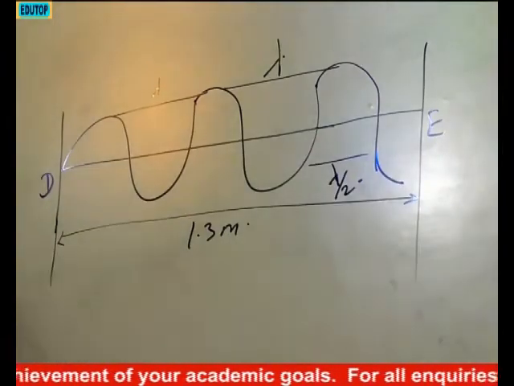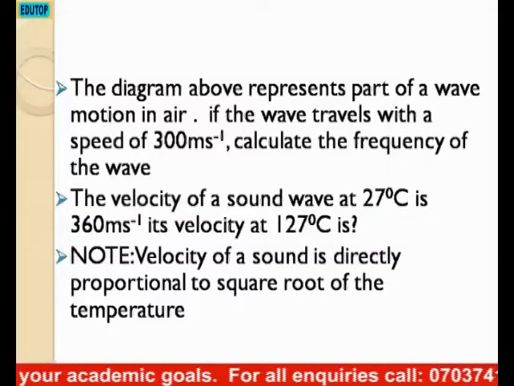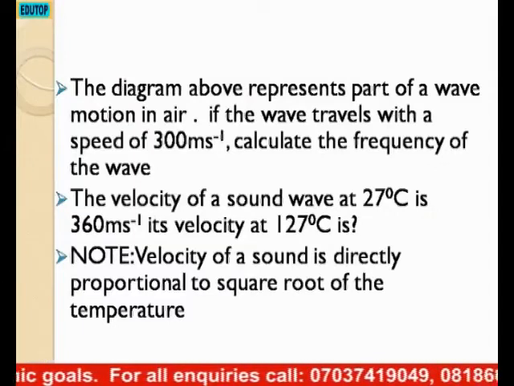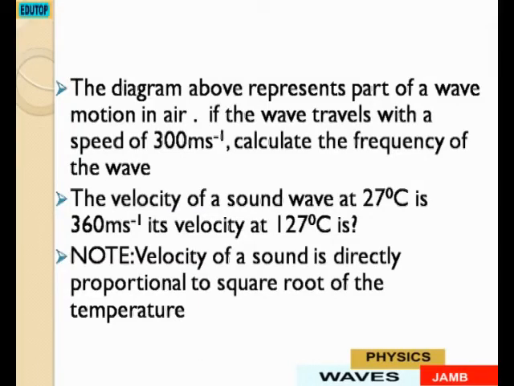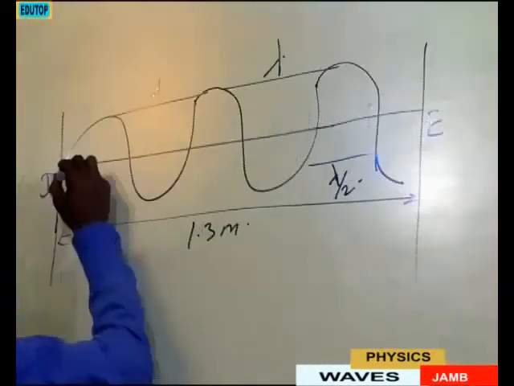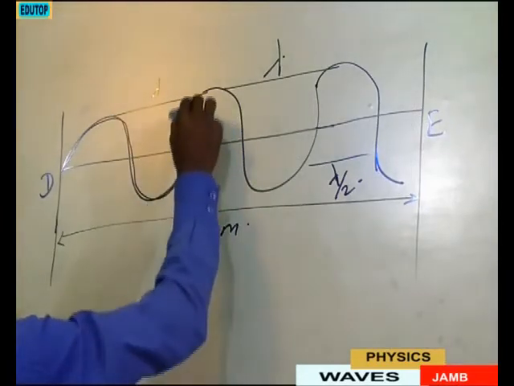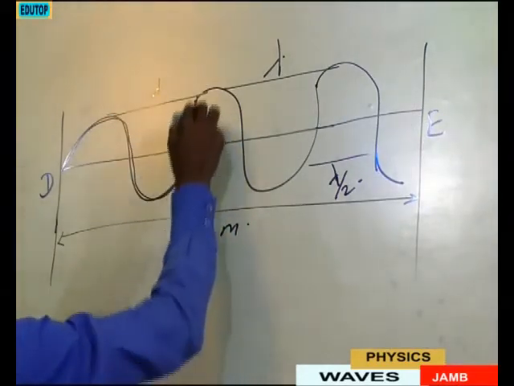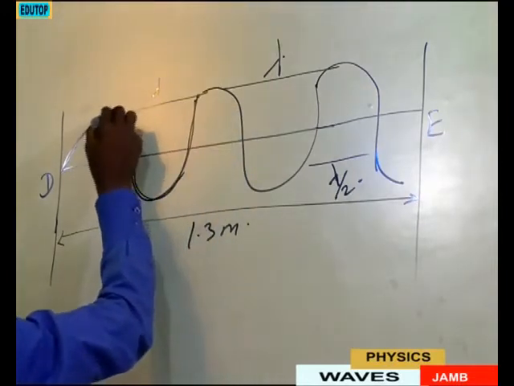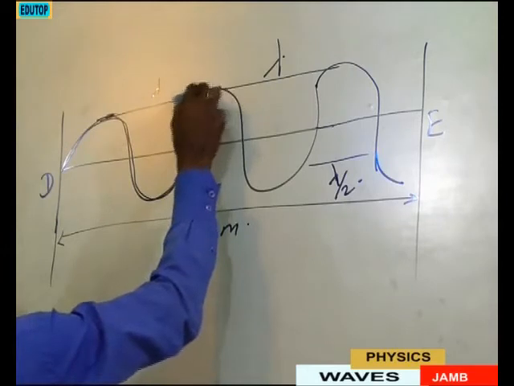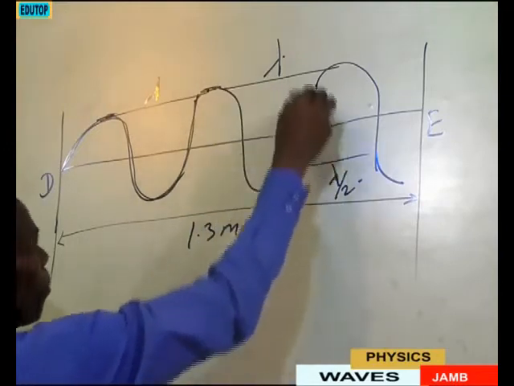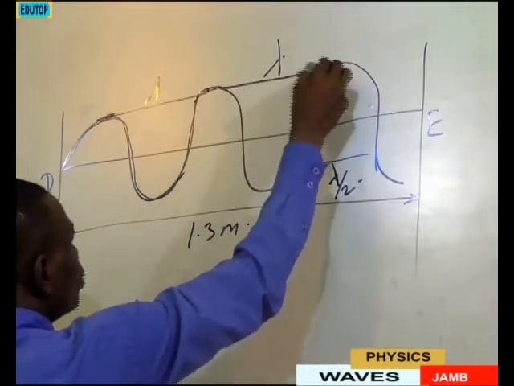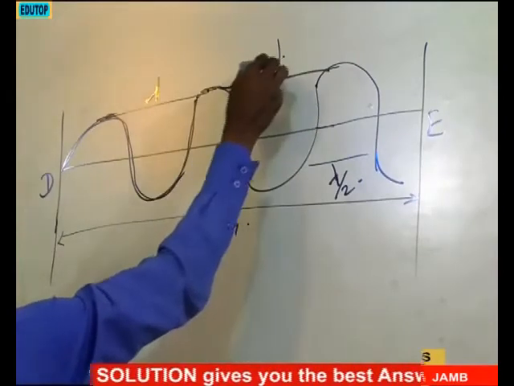The diagram above represents parts of a wave motion in air. If the wave travels with a speed of 300 meters per second, calculate the frequency of the wave. If we look at this wave, the diagram rather, this is one cycle, and we say the distance between one successive crest and another one is the wavelength. This is one wavelength. Start again. This is another wavelength. So this is one cycle, one wavelength, one wavelength.